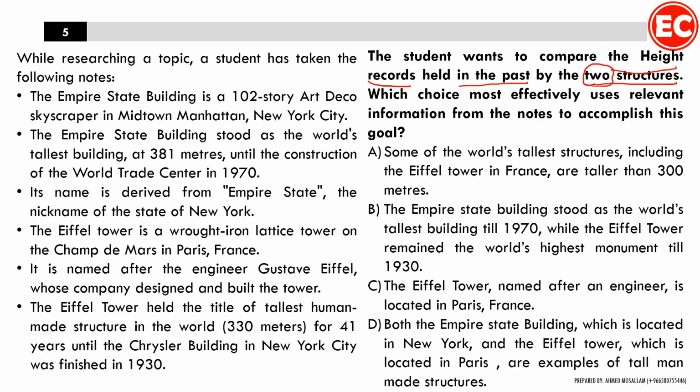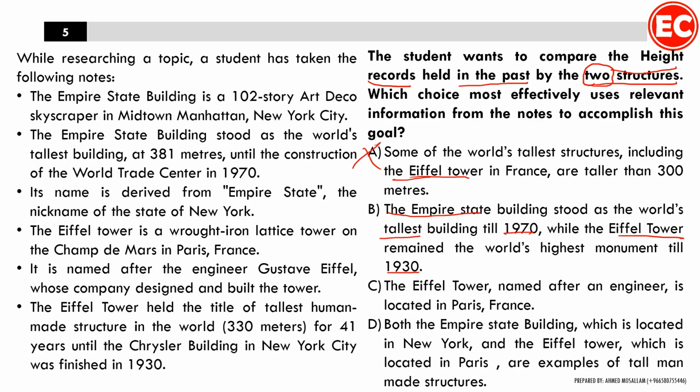Some of the world's tallest structures, including the Eiffel Tower in France, are taller than 300 meters. Now it's talking about only one structure, so we eliminate this. Okay, the Empire State Building stood as the world's tallest building till 1970. This is one structure talking about a world record here. Okay, while Eiffel Tower remained the world's highest monument till 1930, also in the past.